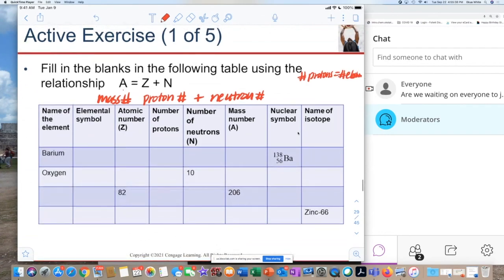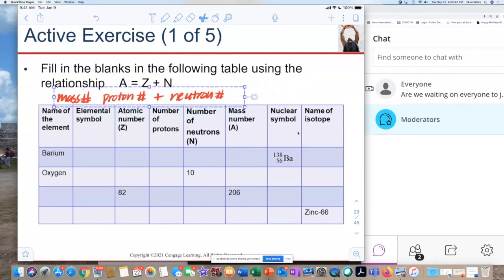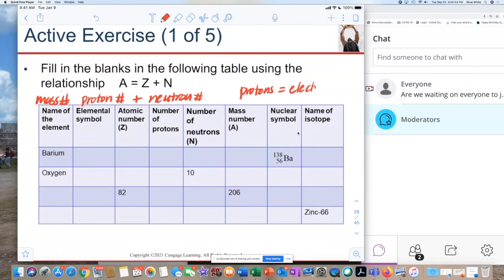So let me see. Ooh. I can write this on. Let me move this to the left. Okay. So protons equal electrons when you have a neutral atom.